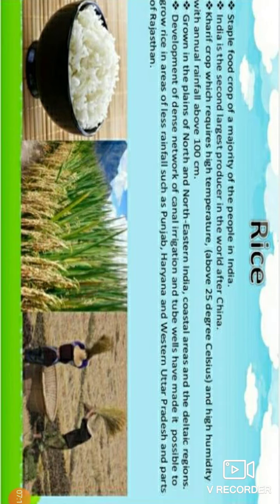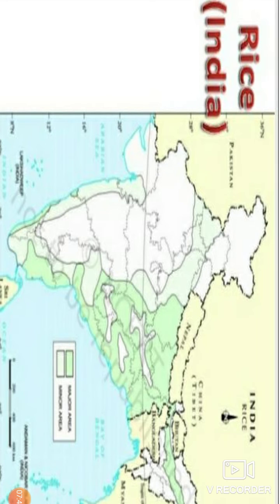Tube wells have made it possible to grow rice in areas with less rainfall also, because through canals irrigation can be done. So through that, rice can be grown in areas where there is lack of rainfall, or you can say less rainfall compared to the rice producing areas, such as Punjab, Haryana, Western Uttar Pradesh, and parts of Rajasthan. Then see, this is the map of where rice is produced.